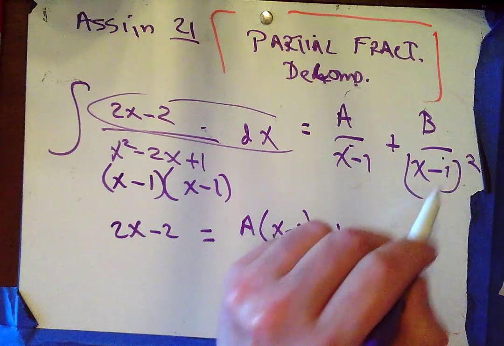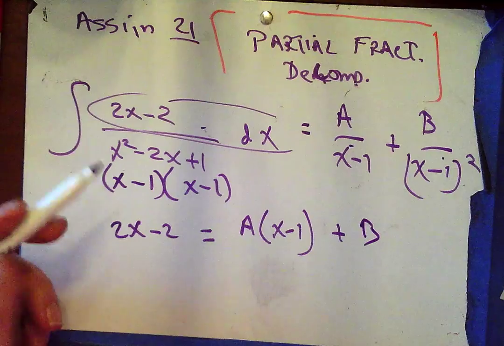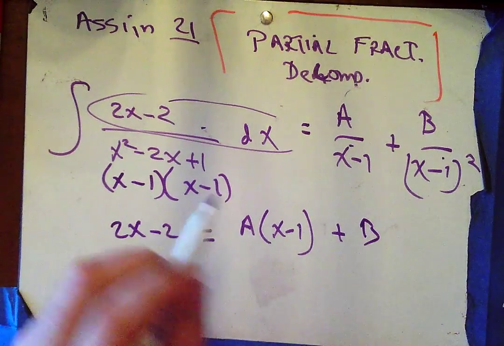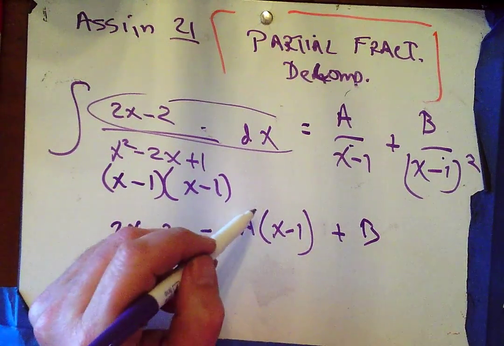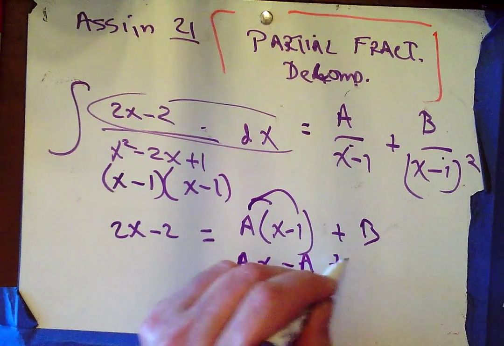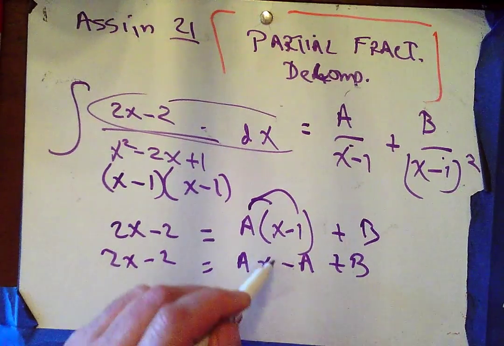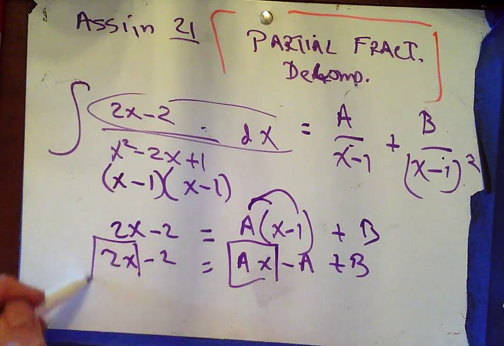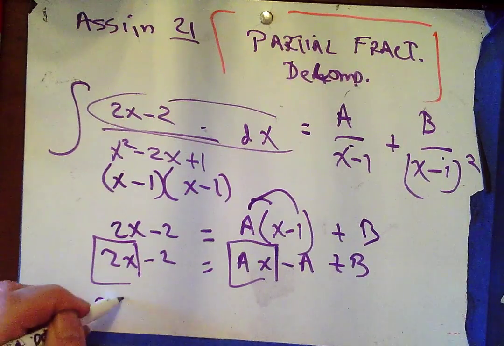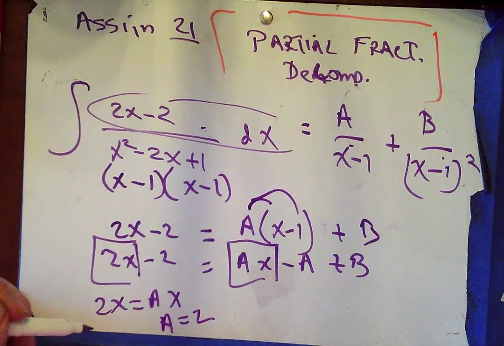And when I multiply here by (x minus 1) squared, they're going to cancel. I'm just going to have a b here. So I actually like systems here. So I'm going to have ax minus a plus b equals 2x minus 2. I'll set the x stuff equal to each other. Now I'll get 2x equals ax, so a equals 2.